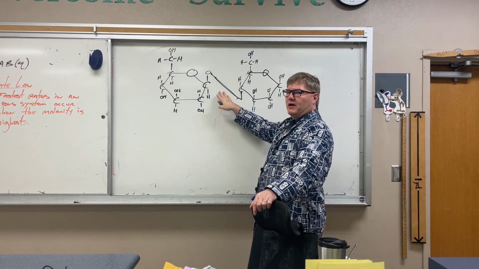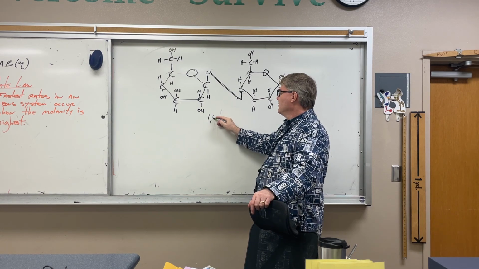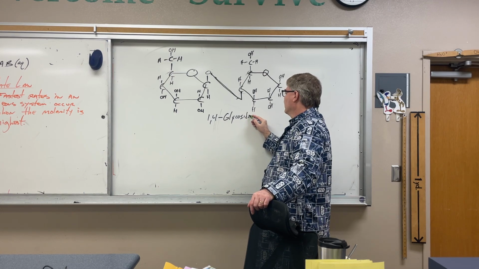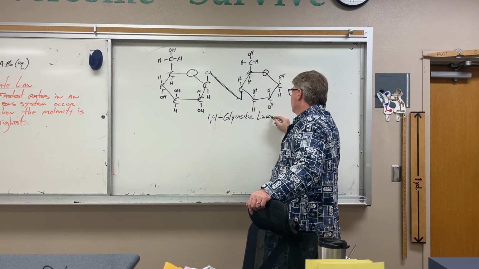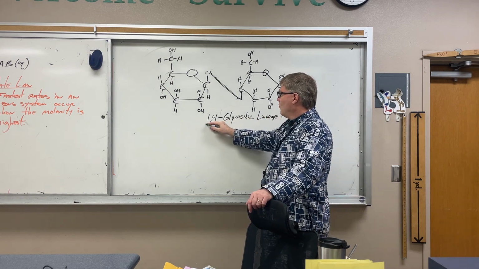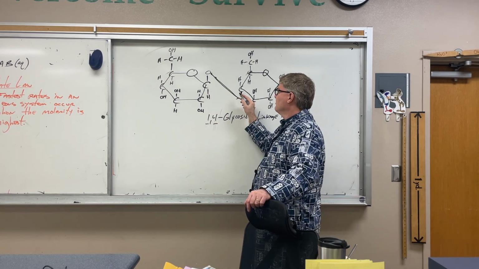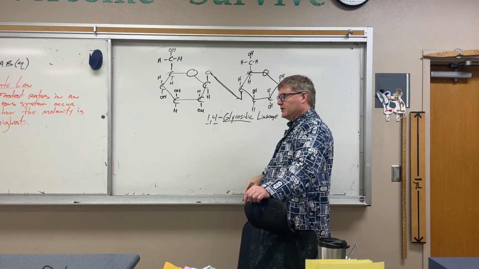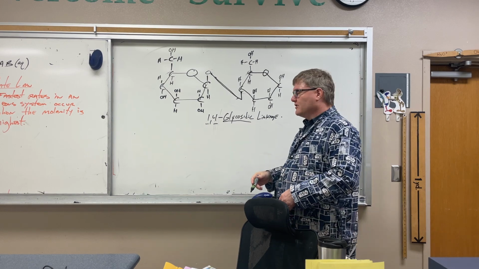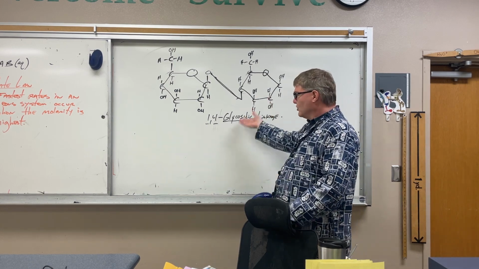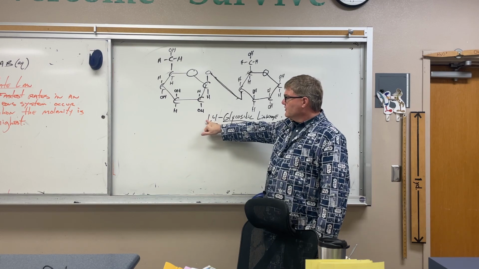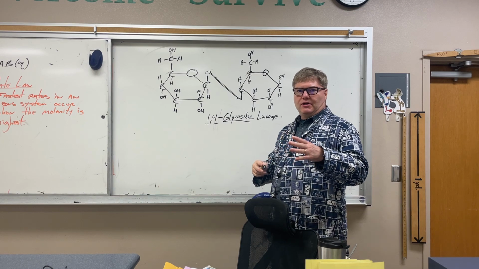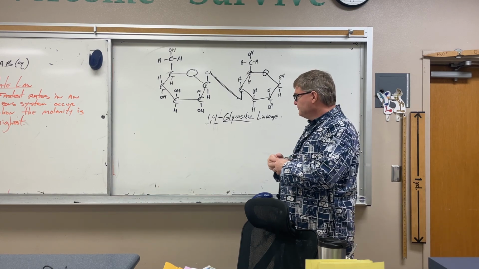All right, the name of this bond is called a 1,4 glycosidic linkage, where 1 and 4 refer to the carbons in the bond. This is the first carbon, 4th carbon, and glycosidic just means sugar. So this is a linkage between 2 sugars connecting the first carbon to the 4th carbon. All right, so that is how glucoses are polymerized.